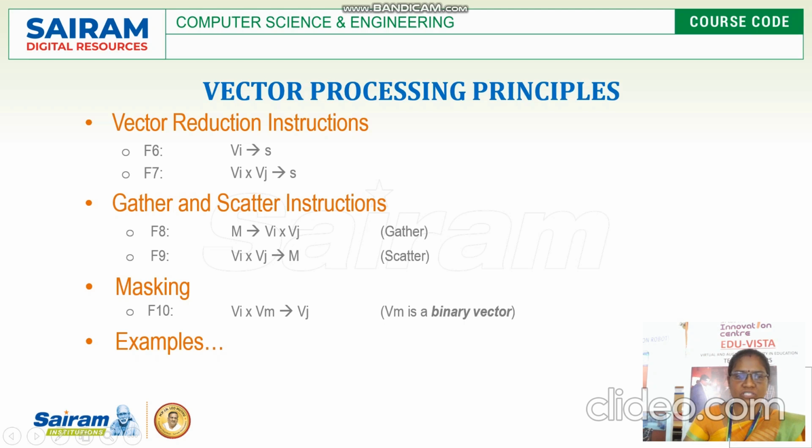The next type of instruction is gather and scatter. In gather, the values from memory are gathered into the two vector registers Vi and Vj. And in scatter, the values of the two scattered vector registers are multiplied and loaded into the memory. Then another type of instruction is masking. Here in this example V and Vm are multiplied and stored in Vj, but the second operand Vm is considered a binary vector.